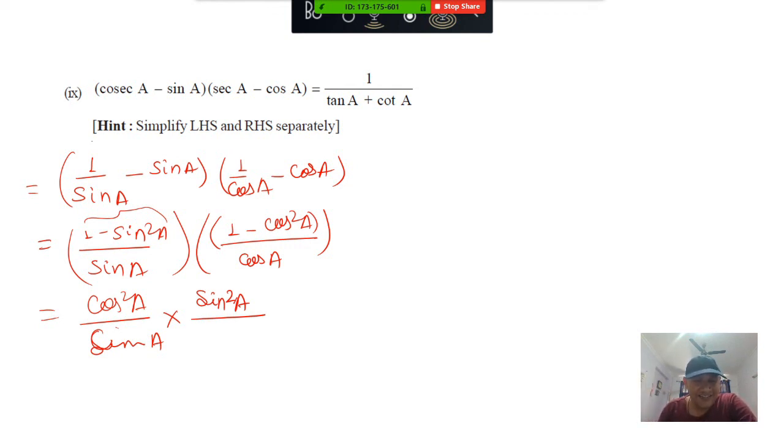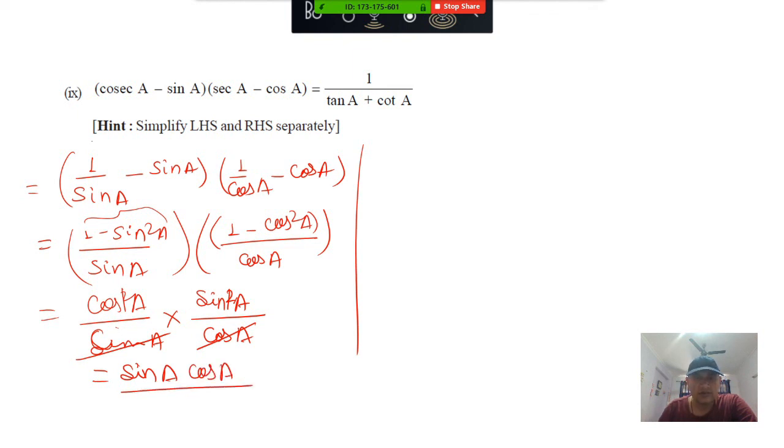Sin square A. So we have cos A, and now you will cancel these terms. Let me write it here. This cos A gets cancelled. The one power goes here, sin A goes here, and the term comes as, let me write it here, because we have to solve the right hand side as well, right? So left hand side comes as sin A upon cos A. Let's solve this right hand side now. So this is our LHS, left hand side.